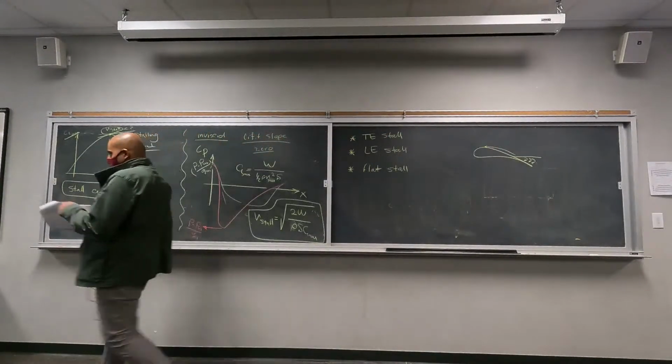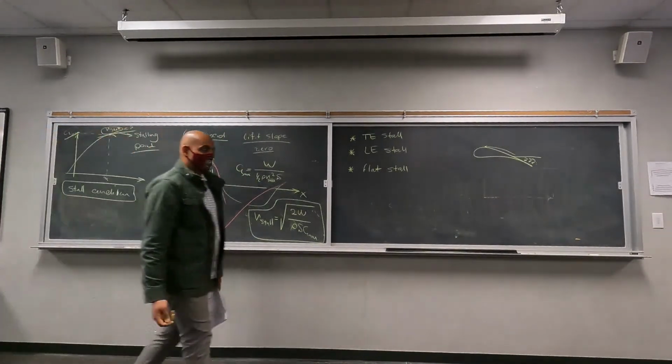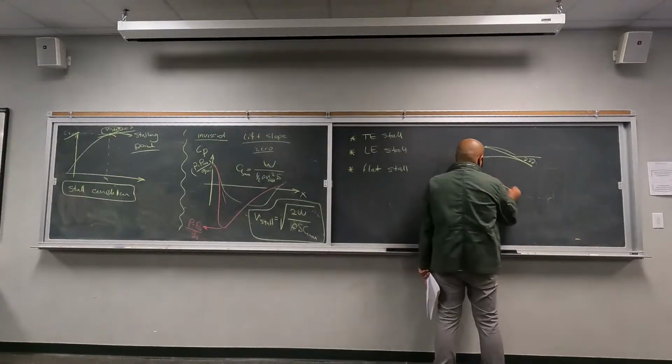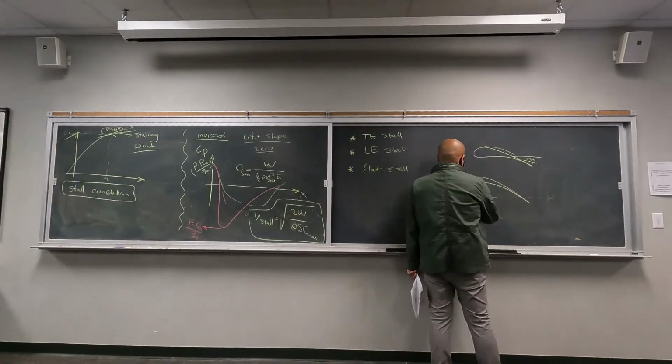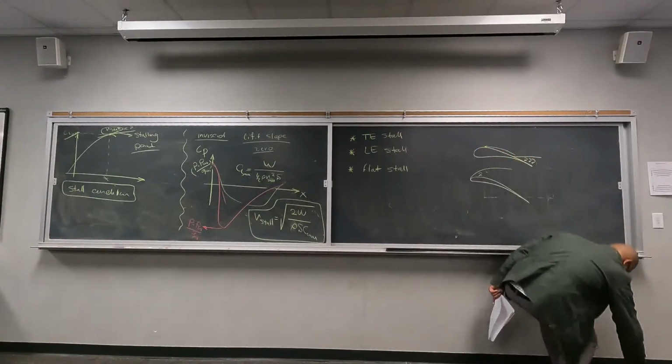Okay? So based on this explanation for the trailing edge stall, what is the leading edge stall? What is the leading edge stall? The flow separation starts from the leading edge. That's true. Okay?